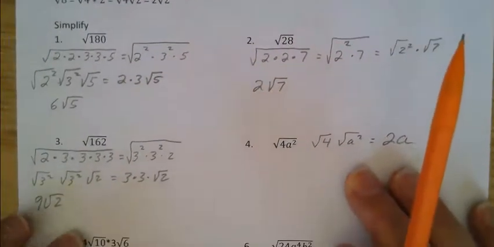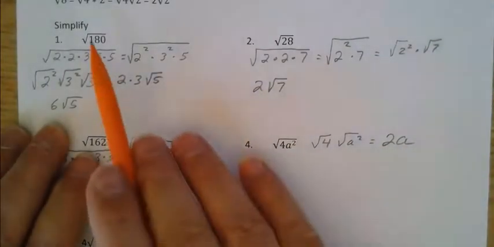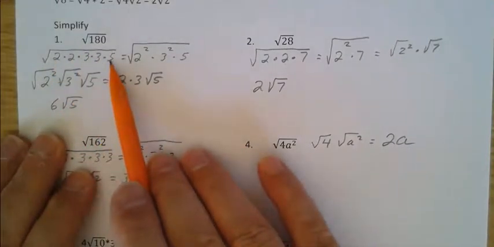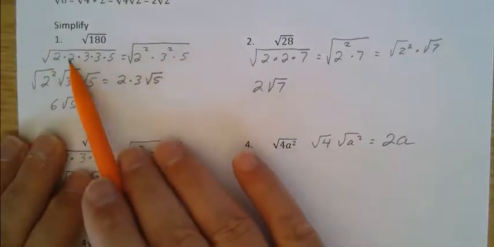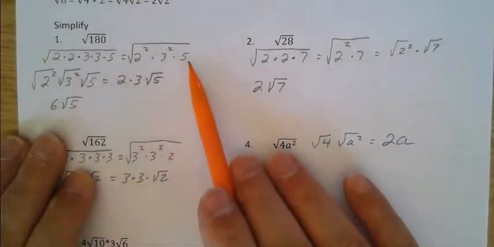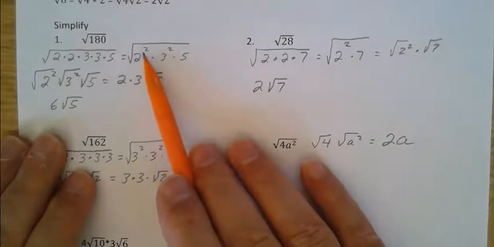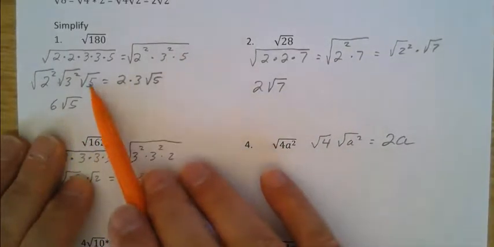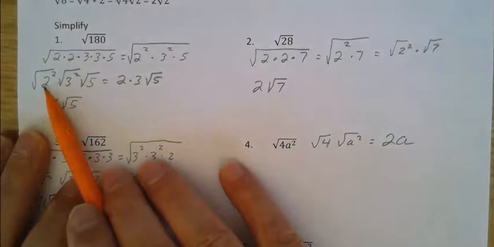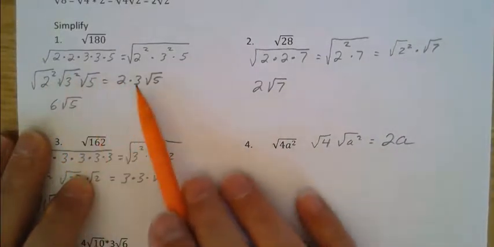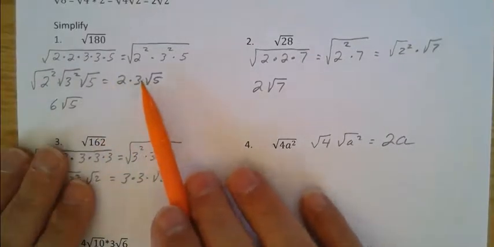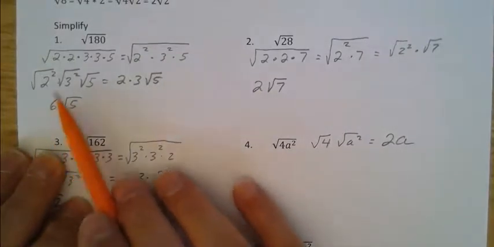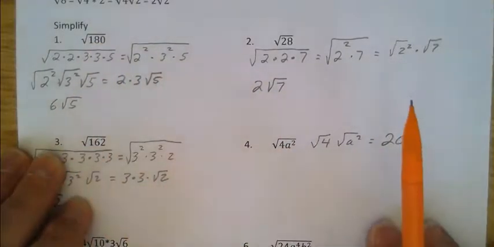So, number one, simplify the square root of 180. The first thing I'm going to do is the prime factorization of 180. So that's 2 times 2 times 3 times 3 times 5. Then I'm going to be putting them together in pairs. So 2 times 2 is 2 squared, 3 times 3 is 3 squared, and then the 5. The square root of 2 squared is 2, the square root of 3 squared is 3, and the square root of 5 stays square root of 5. 2 times 3 is 6, so I get 6 square root of 5. This is 36. If I square it, 36 times 5 is 180. It's a way of kind of checking.